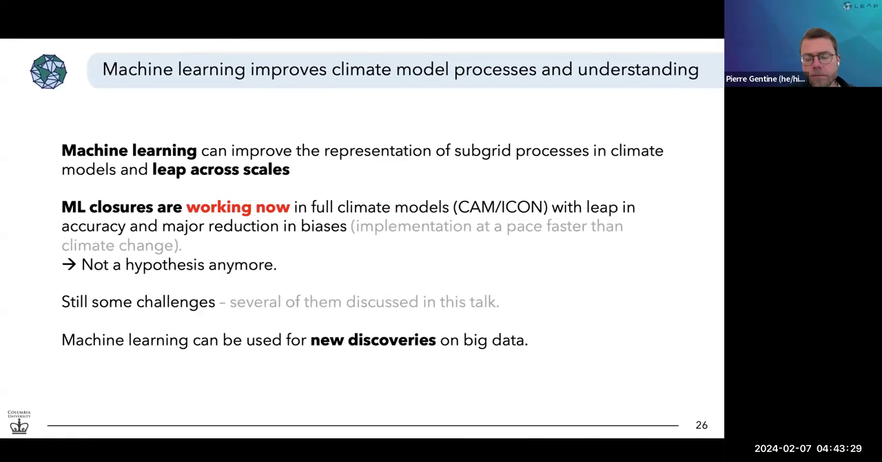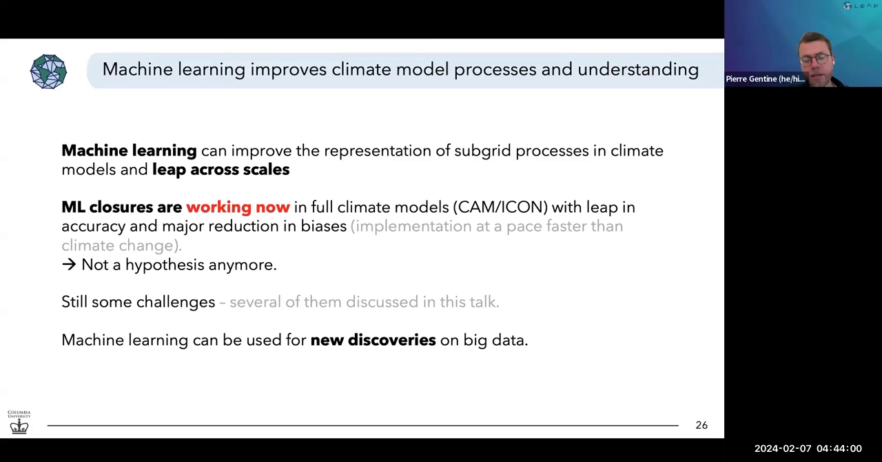So, a very quick summary of the use of machine learning. We can use machine learning to improve climate models and to leap across scales. And I want to emphasize again that machine learning closures now are not just a prospect or a proof of concept. Many of them are working now, and people are starting to implement them at scale in a host model. So it's not a hypothesis anymore whether they are working. There are still multiple challenges, several of which I hope I discussed today.